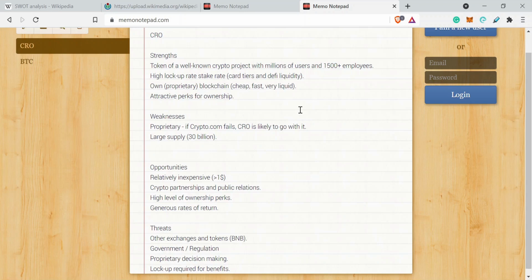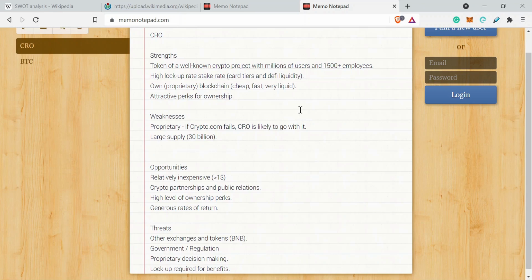There is a high lockup rate with the stake rate, so card tiers and DeFi liquidity require quite a large and long lockup period, which means people can't sell their assets. So therefore, once again, this is a strength because it's going to prop up the price and it's going to make sure that your investment, if you are to make one, is protected to the downside, at least to a degree.